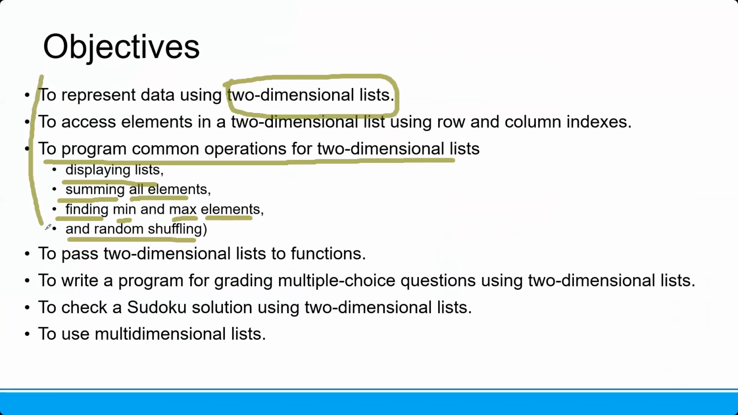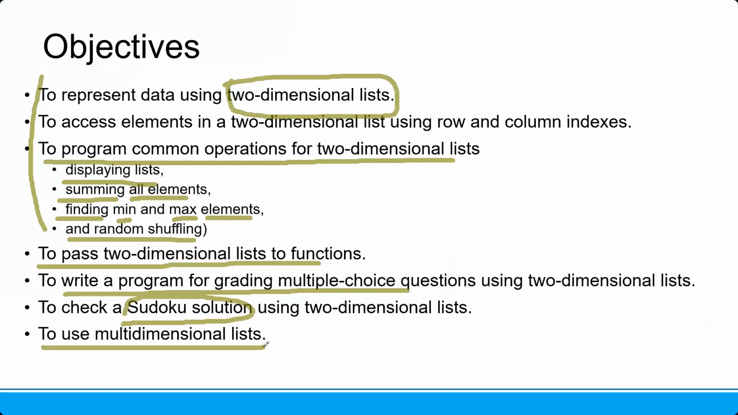After we know those things, we are going to learn how to pass these two-dimensional lists into functions. We are going to learn something about grading. And yeah, the Sudoku, I just give you the code, but I will not explain in detail. If you want to know the code about Sudoku, you can just look at the Sudoku code that I give to you. And I'm going to explain how we can apply to some real application with the two-dimensional list.